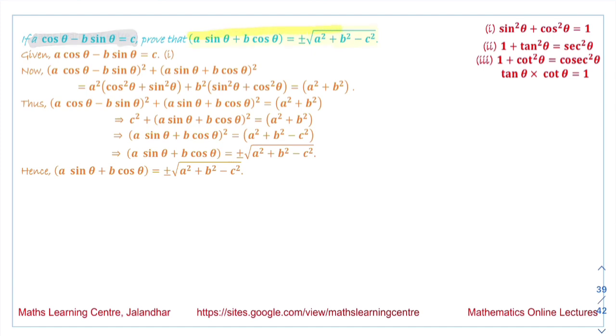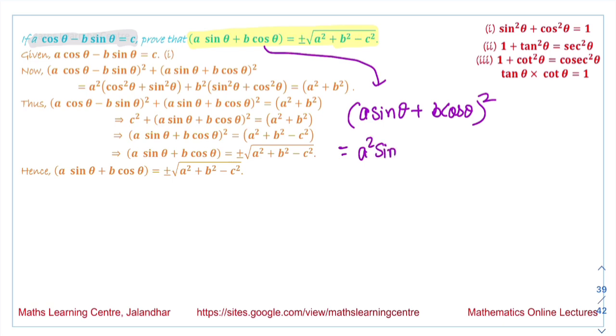to prove that a sin theta plus b cos theta is equal to plus minus square root of this term. So the answer that we require is in this form. If we consider the term a sin theta plus b cos theta whole square, the value we have is a square sin square theta plus b square cos square theta plus 2ab sin theta cos theta.